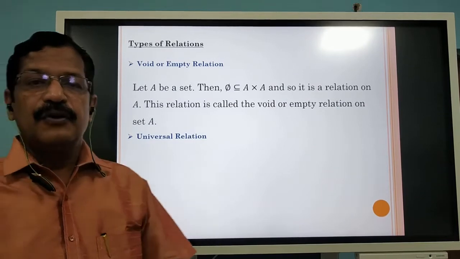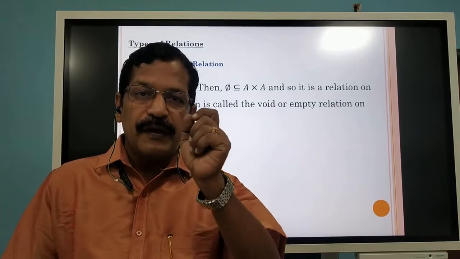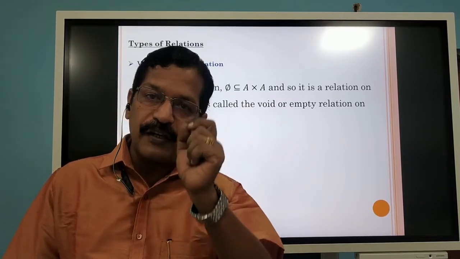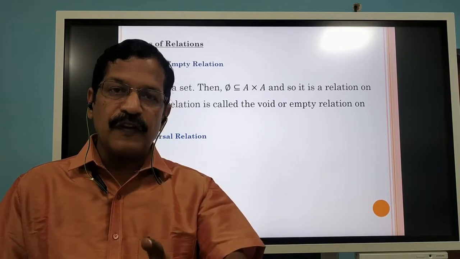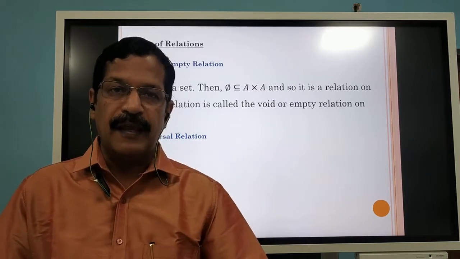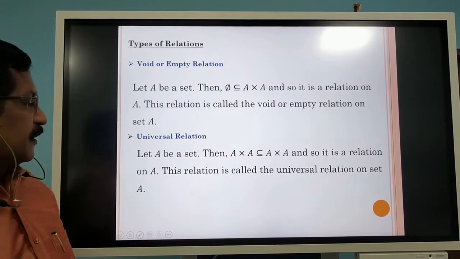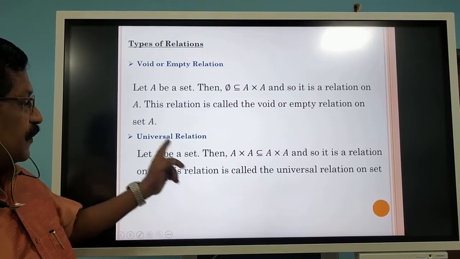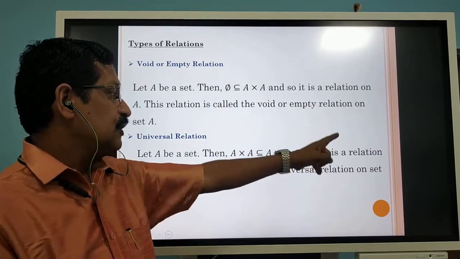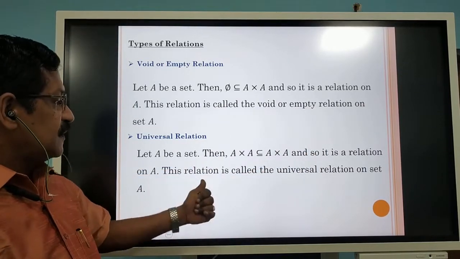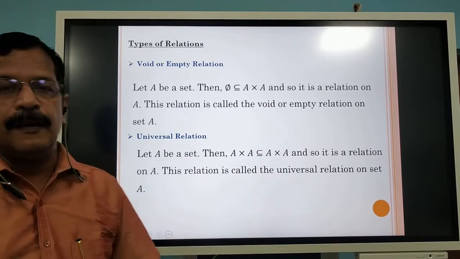Next is a universal relation. I told you, A cross A is a subset of A cross A itself. Therefore, A cross A is also a relation on A. That relation is known as the universal relation. So, if A is a set, then A cross A is a subset of A cross A, and so it is a relation on A. This relation is called the universal relation on the set A.